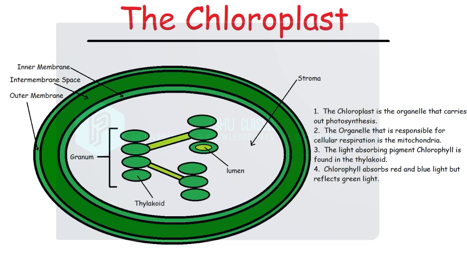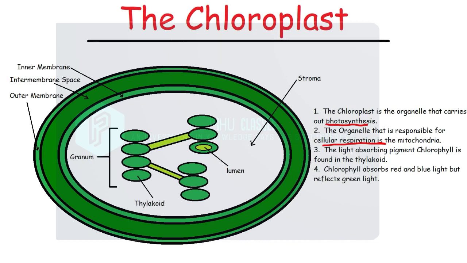Now let's move on to the chloroplast. The chloroplast is the organelle that carries out photosynthesis. On the other hand, the organelle that is responsible for cellular respiration is the mitochondria. Now these two processes are exact opposites of each other. Photosynthesis converts carbon dioxide and water with the help of light energy into glucose and oxygen gas. On the other hand, cellular respiration takes glucose and oxygen gas and converts it back into carbon dioxide and water, releasing energy in the process. So you need to be familiar with these two processes.